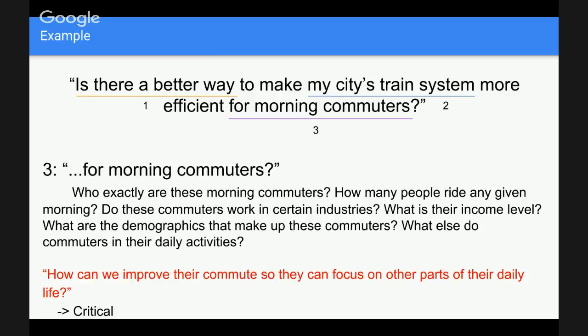And then I started to write more questions, and this one struck a chord. How can we improve their commute so they can focus on other parts of their daily life?